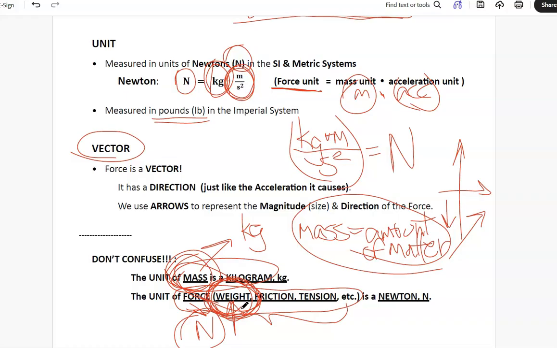So forces can depend on a number of different things. Your mass depends on how much matter is in you. Okay.